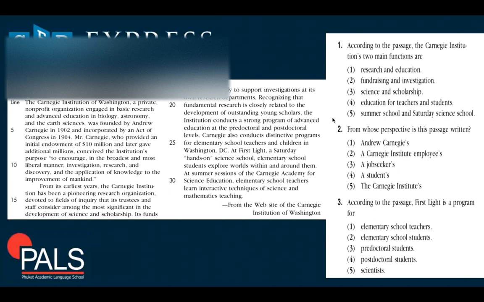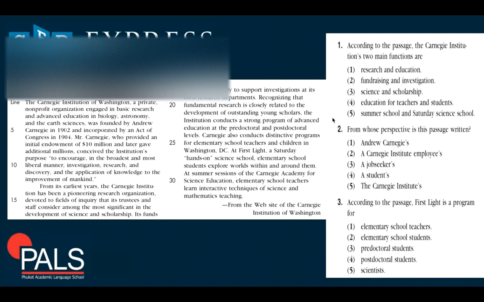At First Light, a Saturday hands-on science school, elementary school students explore worlds within and around them. At summer sessions of the Carnegie Academy for Science Education, elementary school teachers learn interactive techniques of science and mathematics teaching. From the website of Carnegie Institution of Washington.